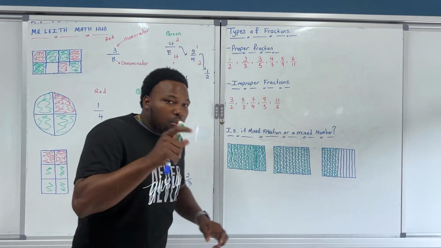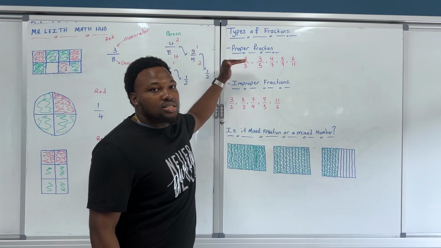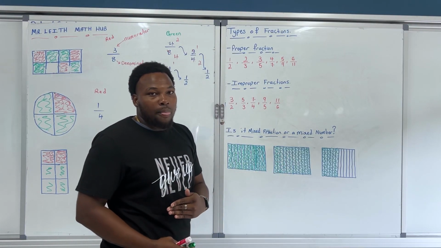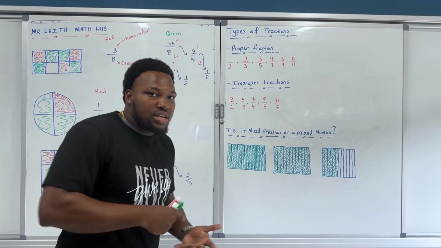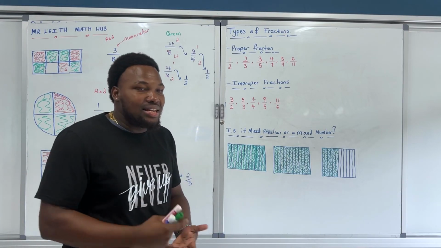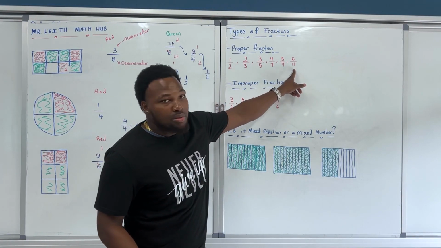So for every proper fraction, the numerator is smaller than its denominator. Why is it smaller? Because the share that's there, we can take from it. We're not exceeding the amount. These are the limits.